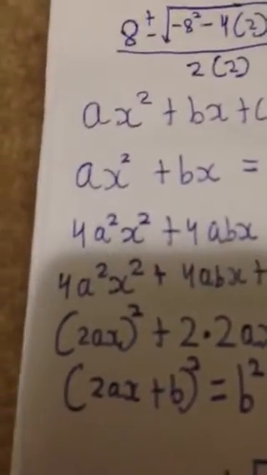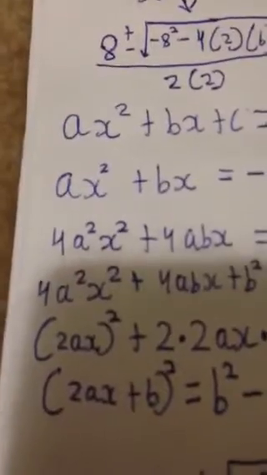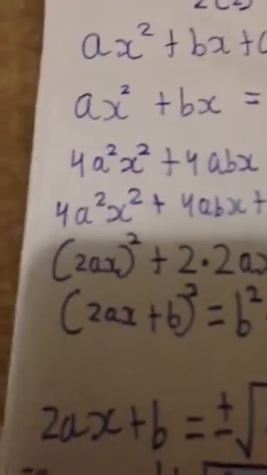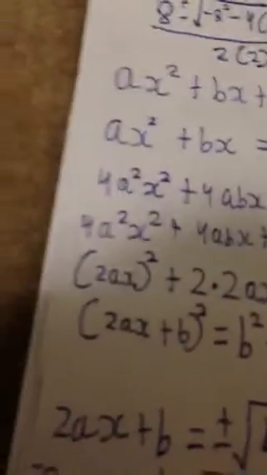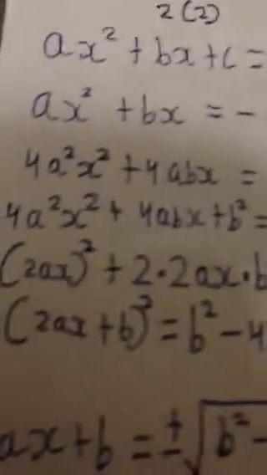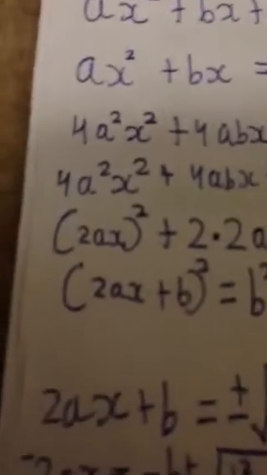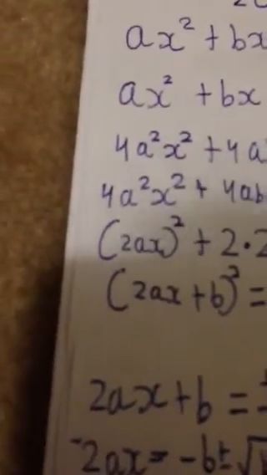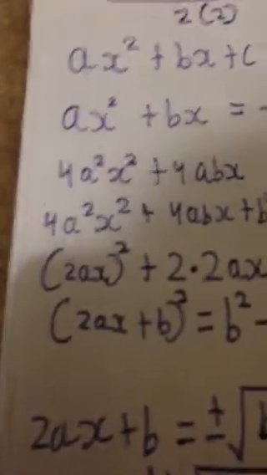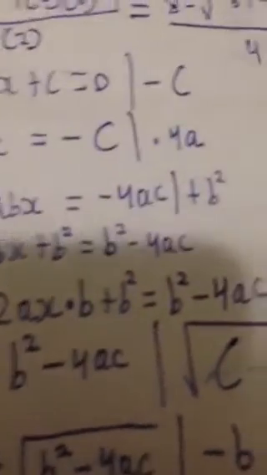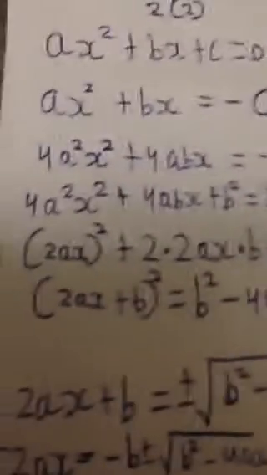And then we just add b squared, which equals 4a squared x squared plus 4abx plus b squared is equal to b squared minus 4ac. And then we can substitute everything, because there's a binomial formula in this. I'll be teaching that again. The binomial formula is year 9 to 10 stuff, which we can substitute into parentheses: 2ax squared plus 2 times 2ax times b plus b squared is equal to b squared minus 4ac.